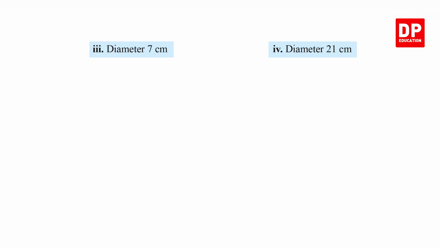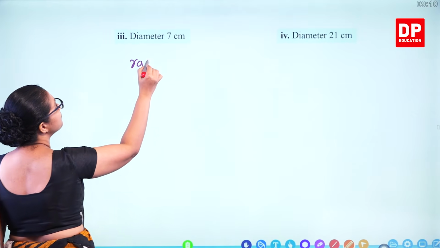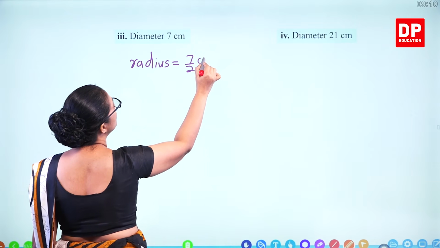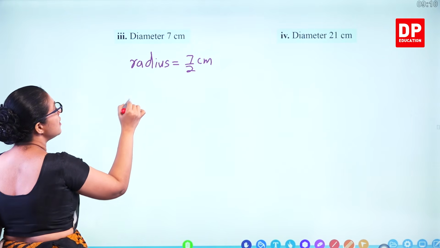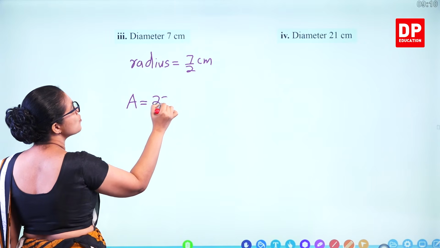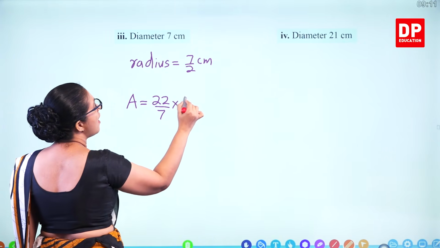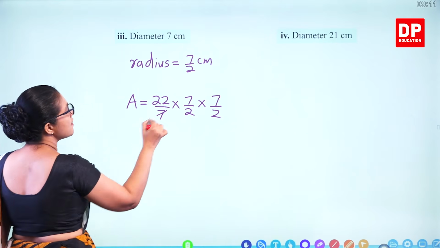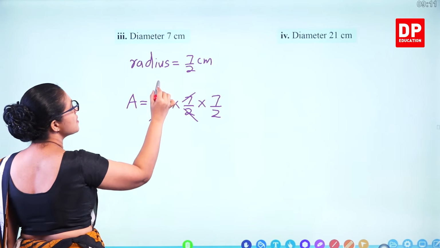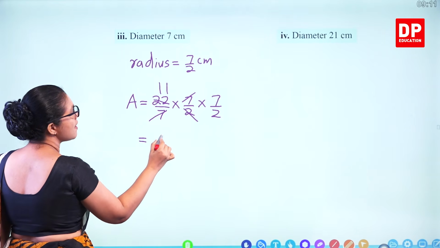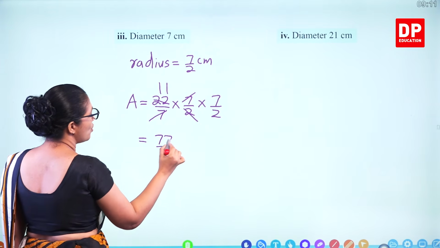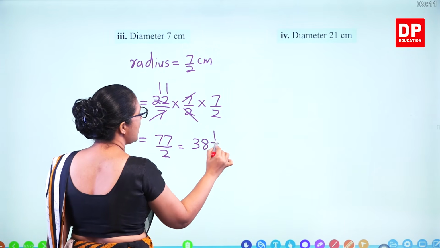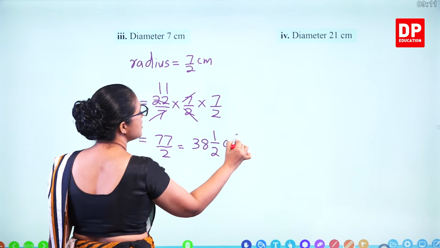Diameter is 7. So what's the radius then? Radius becomes 7 over 2. Now you can use the area formula. Pi is 22 over 7. R is 7 over 2, 7 over 2. 7 and 7. Here 2 times 11. So 77 over 2. You can write 38 and a half square centimeters.